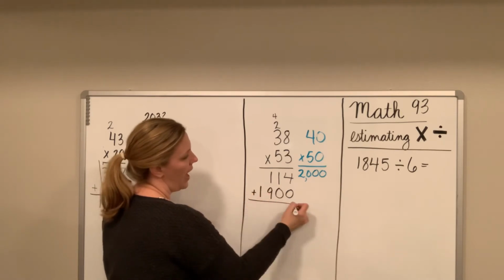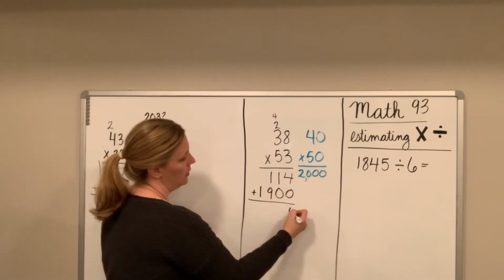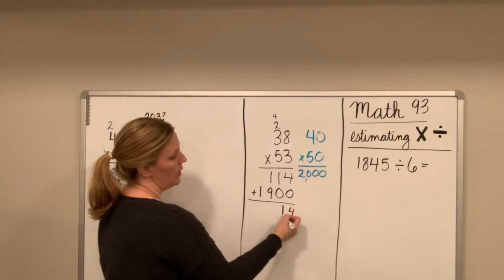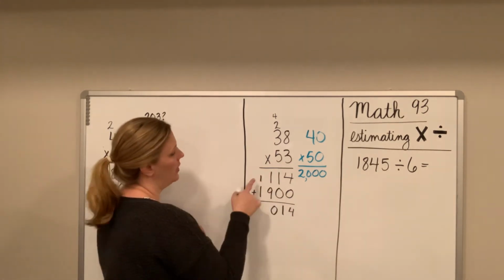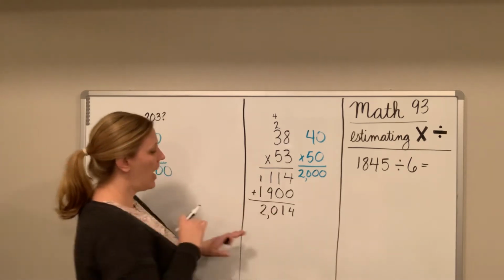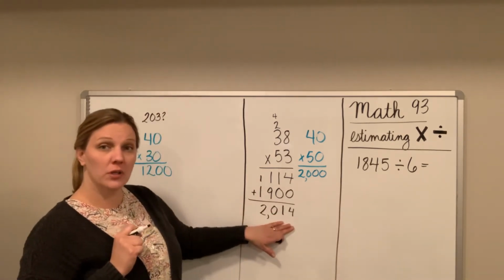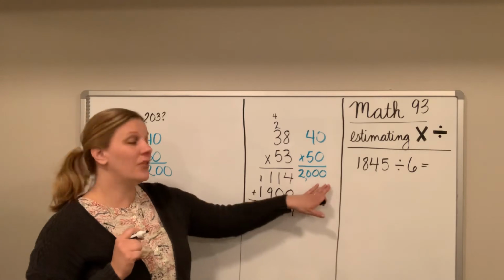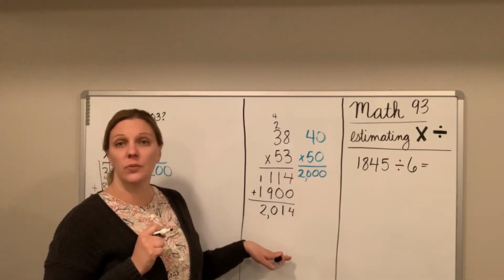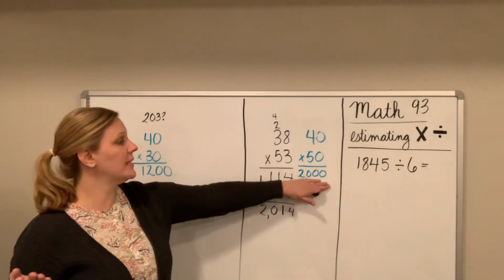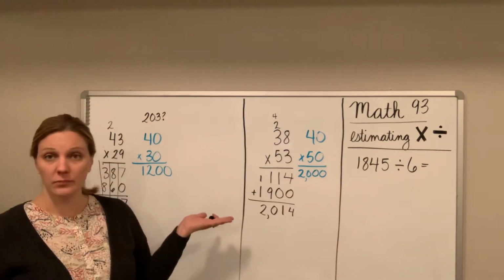Now I need to add. 4 plus 0 is 4, 1 plus 0 is 1, 1 plus 9 is 10. Put down the 0, carry the 1, 1 plus 1 is 2. My actual is 2,014. Are 2,014 and 2,000 close? They are fairly close, so we would say that yes, this answer is reasonable. Okay, so we found our estimate, and we found our actual.